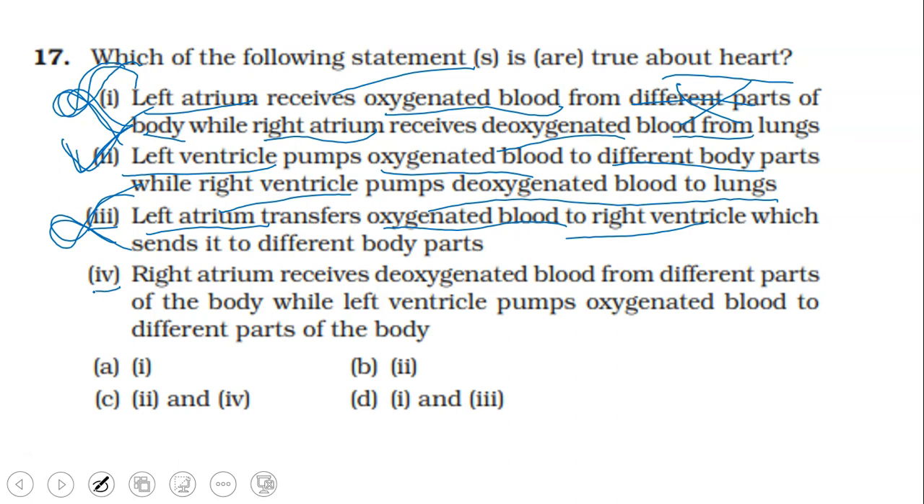Fourth option: right atrium receives deoxygenated blood from different parts of the body, while left ventricle pumps oxygenated blood to different parts of the body. This is true, which means the correct option is C, 2 and 4.